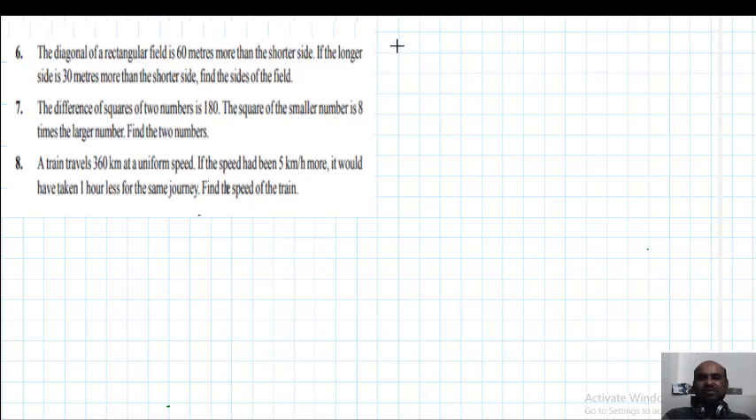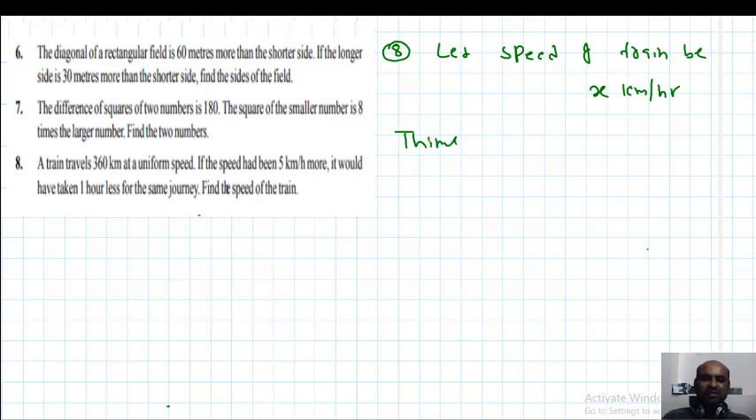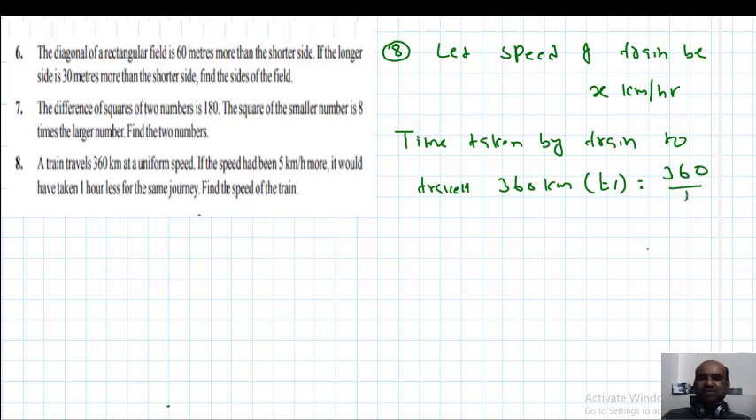First one: let the speed of the train be x kilometers per hour. The time taken by the train to travel 360 kilometers, in brackets T1, equals distance divided by speed. Leave it.